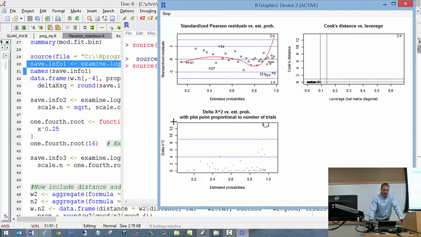Now take a look at this bottom left-hand corner plot in relation to the one in the top left corner. They're basically showing the same thing. The bottom left one's on a squared scale. Remember, a standardized residual squared is the delta X squared. So we saw 1, if you see where my pointer is right now, you saw 1 and you saw 3, well, that corresponds to the 1 and 3 down there. Now the plotting point is proportional to the number of trials.